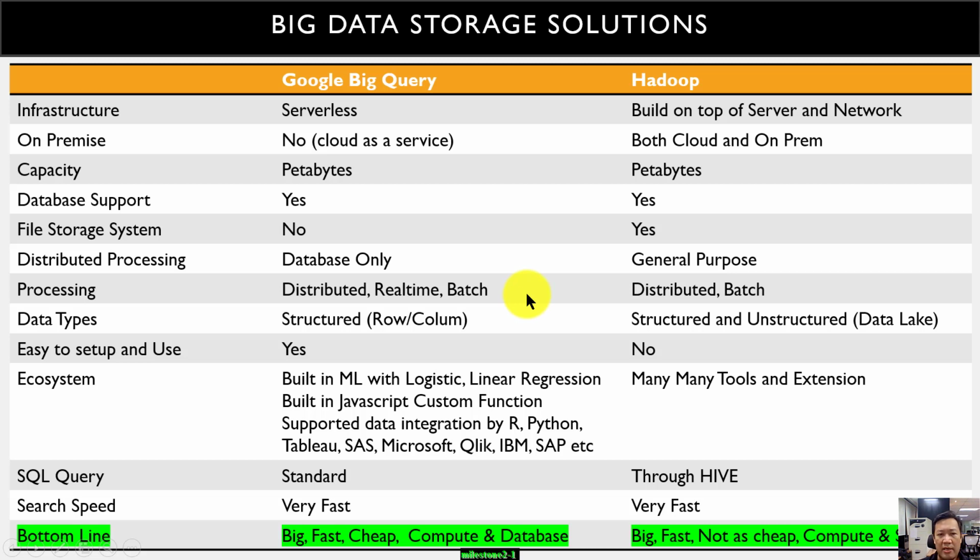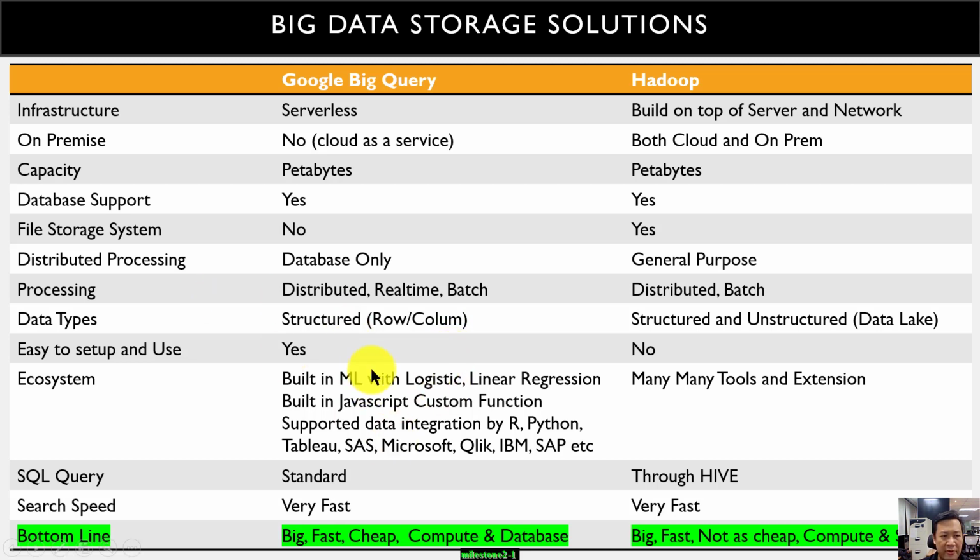The only downside is that Google BigQuery is a very structured, row and column-based storage, whereas Hadoop can store any data. So that's the main difference. But in our use case, we only require storage of rows and columns. And it's really easy to set up. All we need to do is define the schemas and we are ready to go.